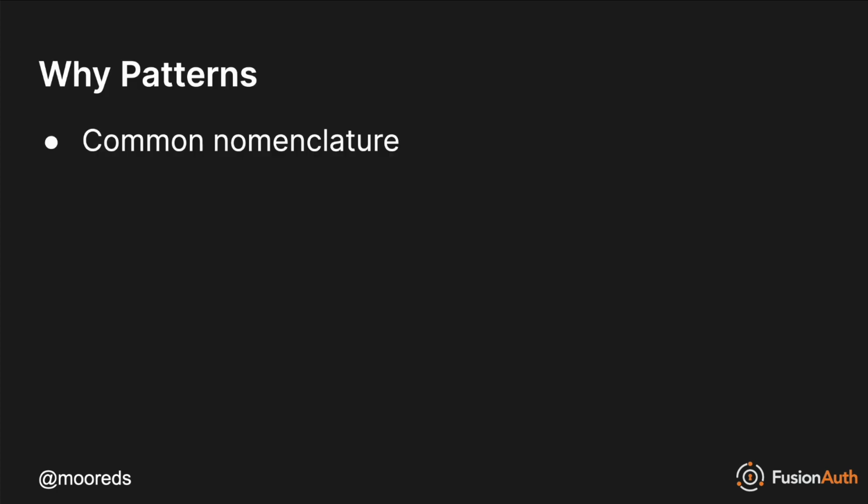One reason to use a pattern is for a common nomenclature. If developers agree on a name for something, let's say the observer pattern, where we have two components that are loosely coupled that can send messages and receive messages, then developers across the world can use that to mean the same thing. And that makes documentation easier, makes understanding systems easier.